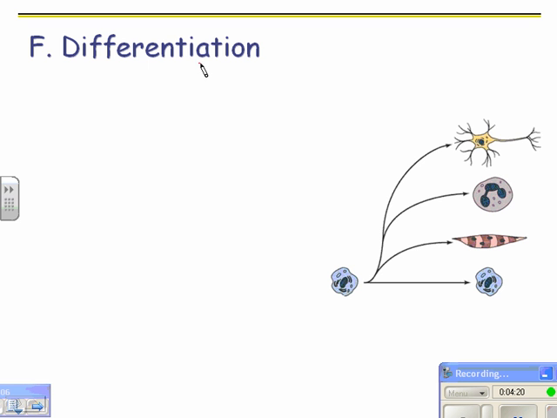Differentiation. This means the process of making cells different. And so here's maybe one of your nerve cells in your brain, and here's a white blood cell that fights infection, and here's a muscle cell. These cells all have exactly the same DNA. And they came from one original type of cell called a stem cell. A stem cell is like a baby cell.